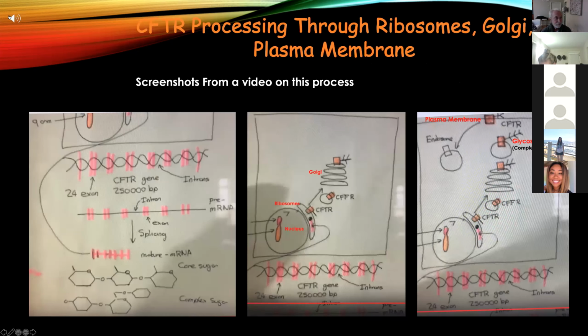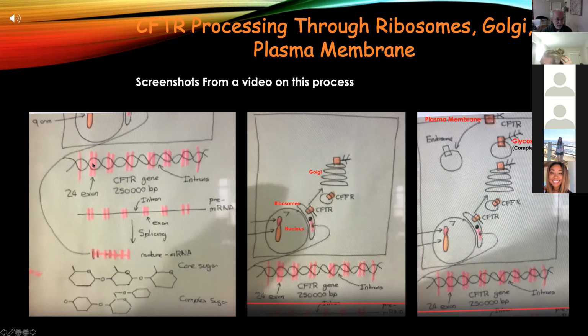This slide, on the previous slide, there was a link to a video, which I'd encourage you to watch. I don't want to take time to do it now, but in the video, a guy does a drawing of that trip that the CFTR protein takes from the nucleus to the plasma membrane. And he's illustrated various steps of that, which I've taken screenshots.